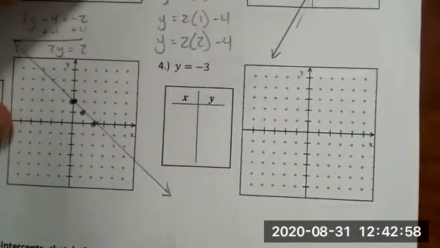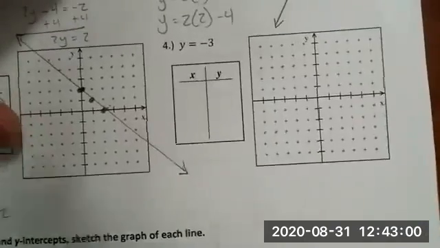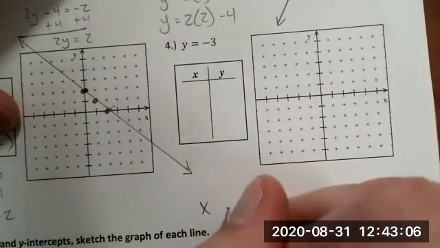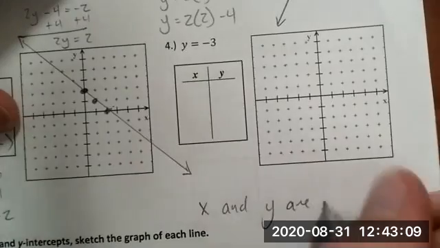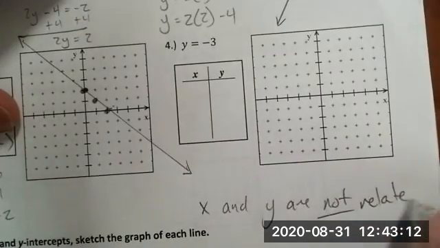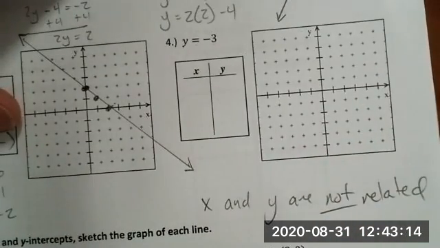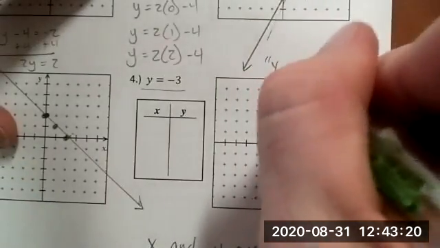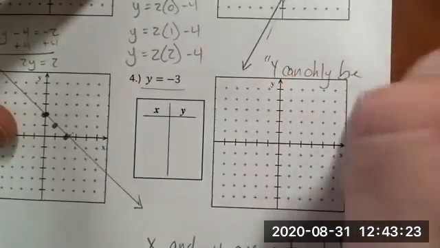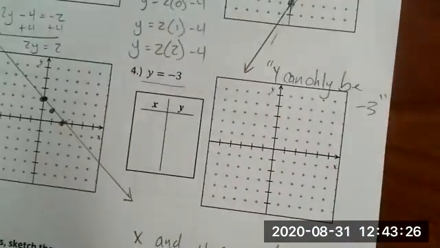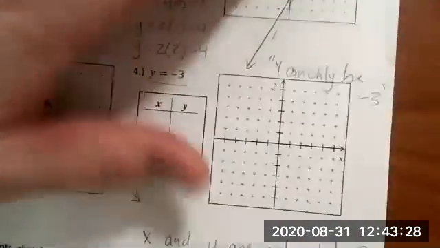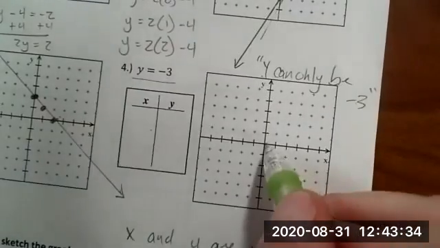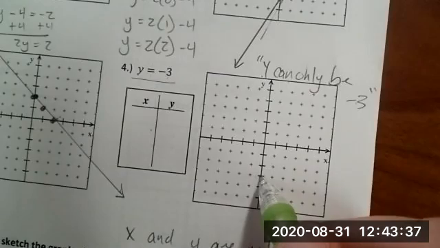All right. We had an example similar to this in class. Guys, if y equals -3, then x and y are not related. When I see this equation, what I say in my head is this: y can only be -3. When I read the equation y equals -3, the words that I say are y can only be -3. So I go down to -3.